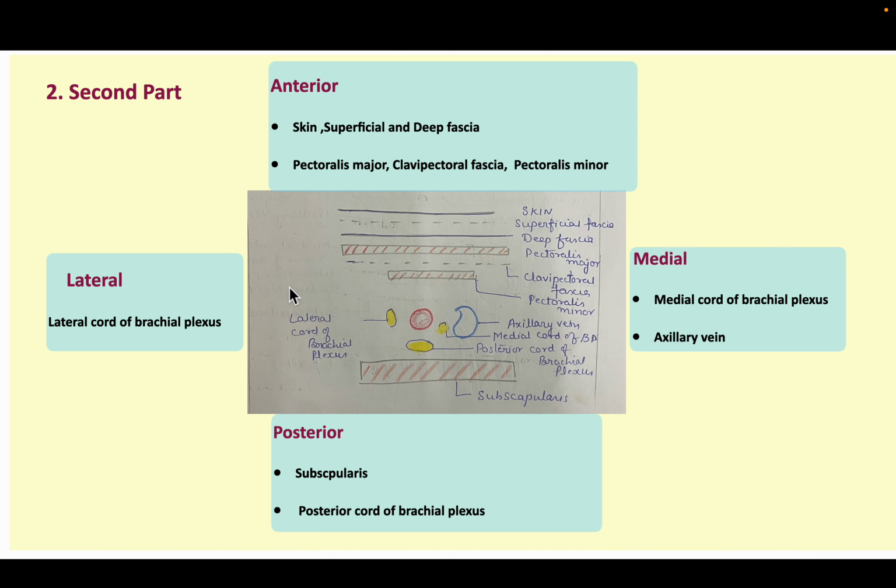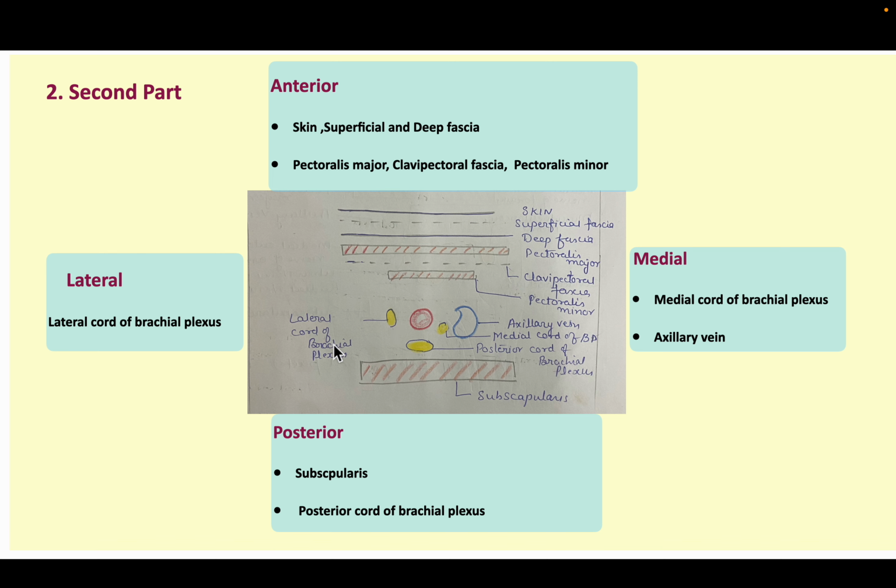Now if we see the second part, which is lying behind the pectoralis minor, here you can see the anterior relation, that is skin, superficial and deep fascia, that we know. Then pectoralis major muscle, clavipectoral fascia and pectoralis minor. So these are the anterior relations. And posteriorly the subscapularis muscle is coming and the posterior cord of the brachial plexus. Now at this level the posterior cord is coming in relation to the axillary artery. And laterally is the lateral cord of the brachial plexus, and medially is the medial cord of the brachial plexus along with the axillary vein. So in the first part, the posterior cord and lateral cord were lying in lateral relation to the artery, but for the second part, the posterior cord is lying behind it.